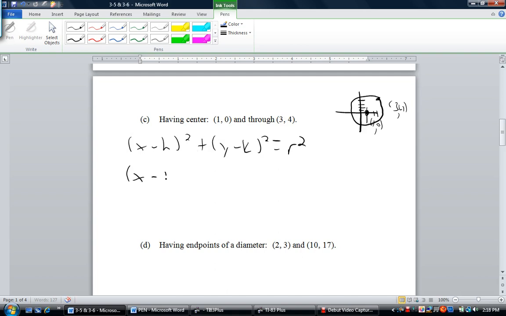And once again, we already have the center. h is 1 and k is 0. So once we find r squared, we'll be done. Now here's what we're going to do to find r squared. This time I'm actually going to find r squared.